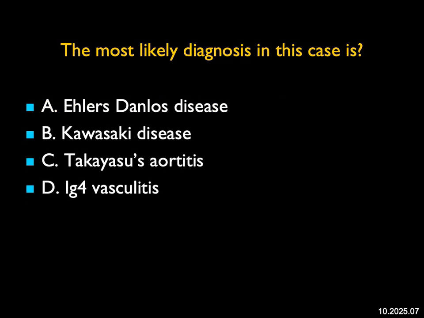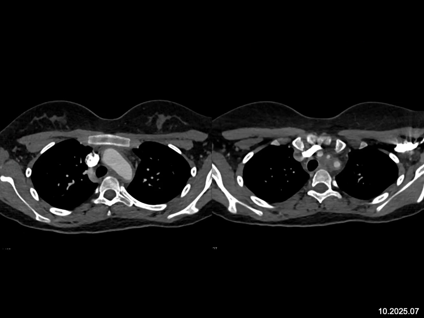The most likely diagnosis in this case is, well, what you see here is thickening of the aorta, but especially thickening of the great vessels off the arch, particularly the left subclavian artery. Ehlers-Danlos commonly gives you aneurysms of multiple vessels. Kawasaki's disease gives you a vasculitis, but often with coronary artery aneurysms. IgG4 disease usually involves the abdominal aorta or branches.